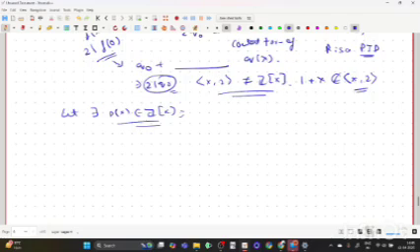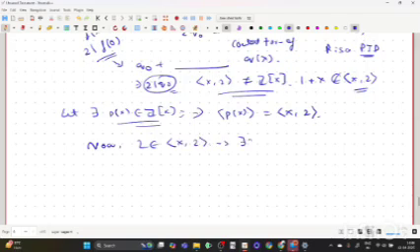Okay, yeah. So suppose there exists some p(x) such that the ideal generated by p(x) is exactly equal to the ideal generated by x and 2. Fine. Now observe, 2 should obviously be an element of the ideal generated by x and 2. This implies there exists some q(x) in Z[x] such that p(x) times q(x) must be equal to 2.